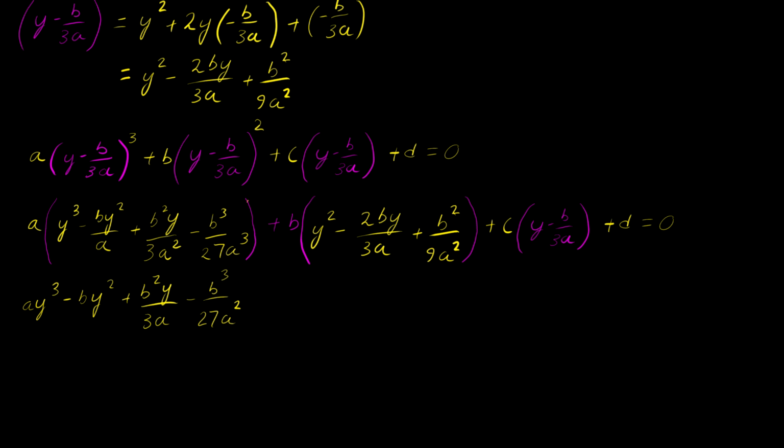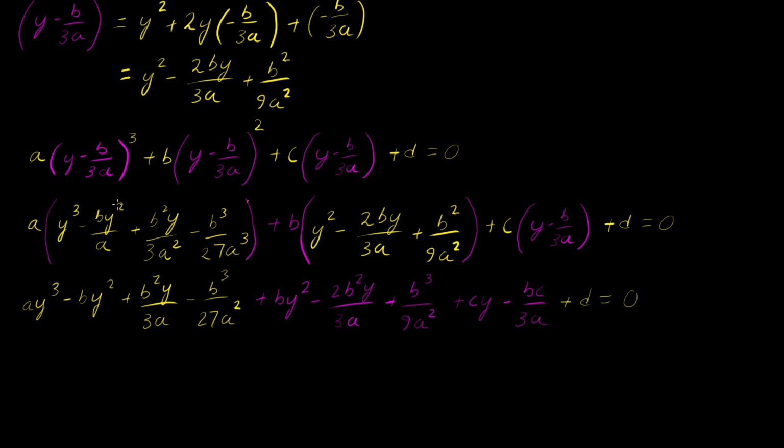Now let's multiply this b inside the parentheses. And we're going to be left with by squared minus 2b squared y over 3a, and then plus b cubed over 9a squared. Alright, now the c, let's multiply the c out. We're going to get plus cy minus bc over 3a, and then we're going to have our plus d is equal to 0.